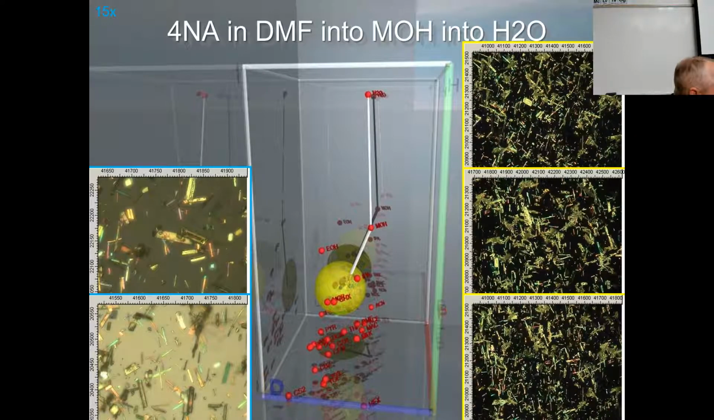This is now going into methanol and into water. So we go out of the sphere here, 1 to 9. So we end up being 90% of the way to methanol. And then we go 1 to 9 into water. So then we're 90% of the way to water from this point. So we're right about there. So that's the environment that these crystals came from.